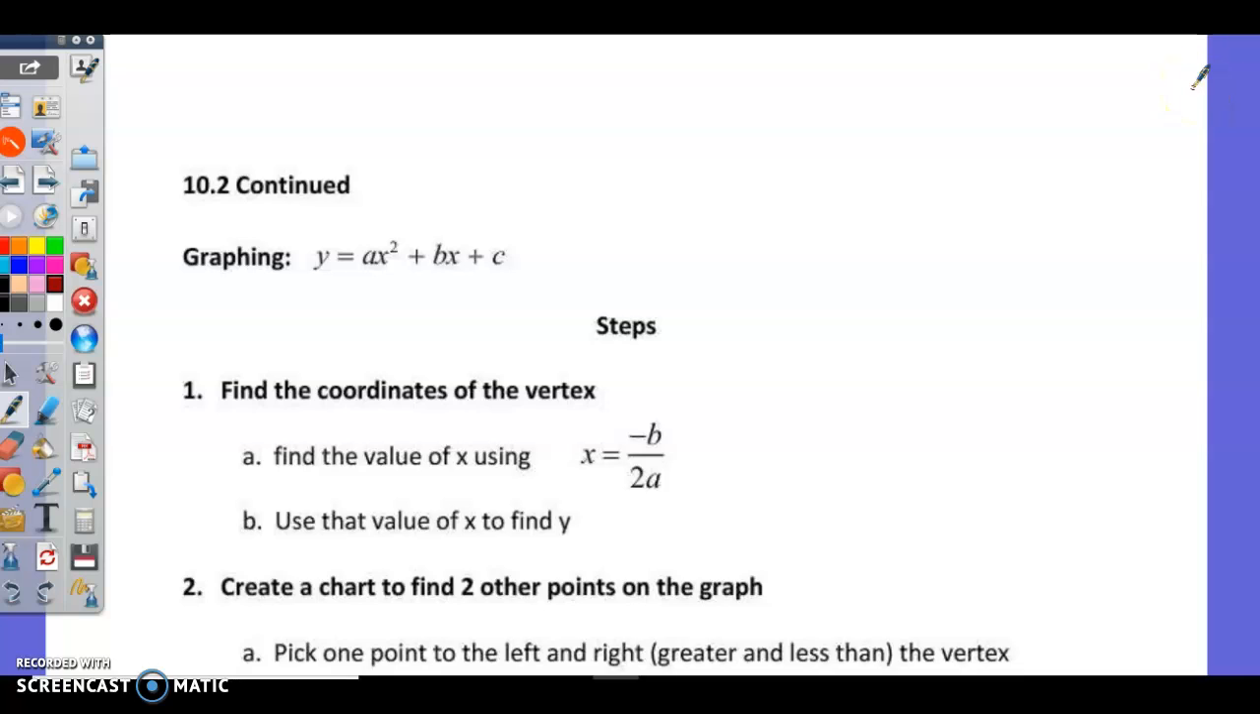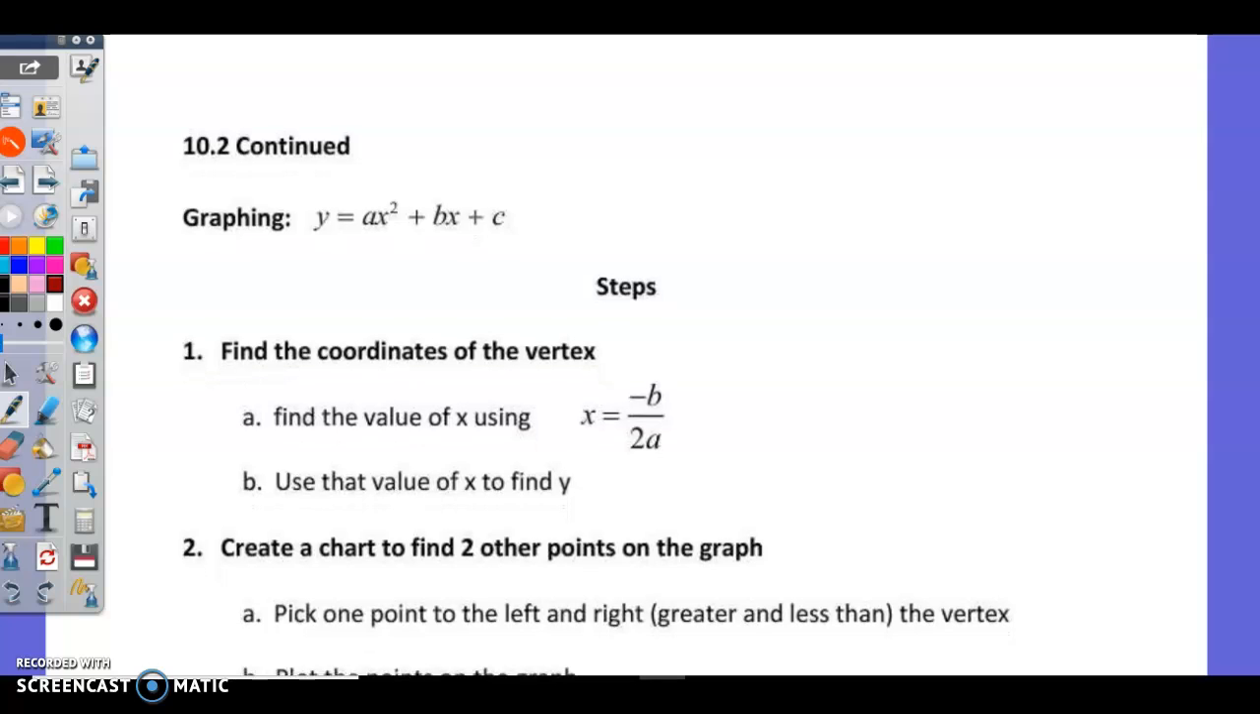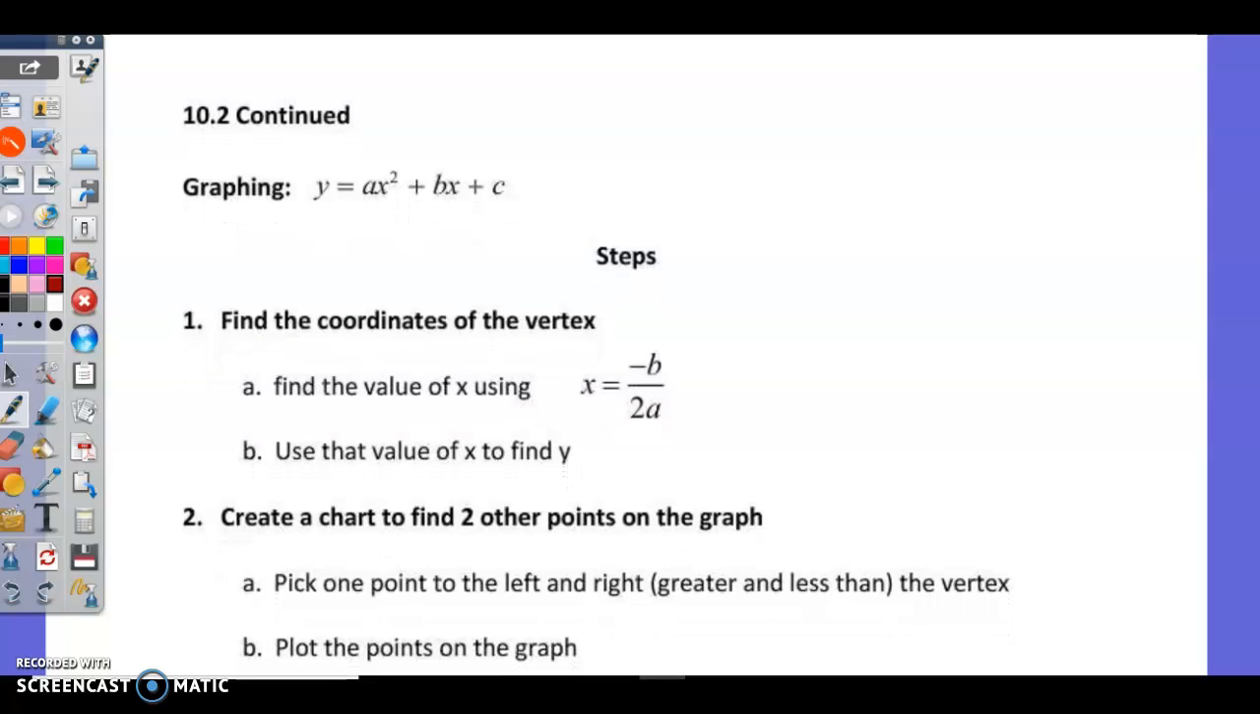All right, for this section we are going to talk about how to graph, drawing a parabola graph in this form. Here are the steps. The first step is doing what we did in the last section, which is finding the vertex.